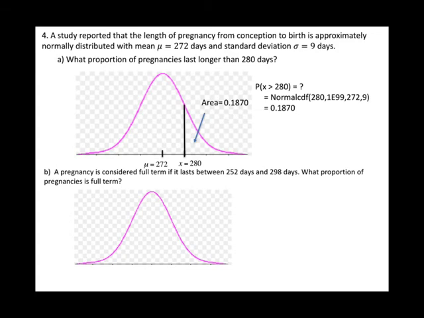Okay, pregnancy is considered full term if it lasts between 252 days and 298 days. What proportion of pregnancies is full term? So this time we're looking for the area in between, right? In between 252 to 298. And then we are looking for normal CDF again. Lower value to the upper value, mean and the standard deviation. So you should get 0.9849.